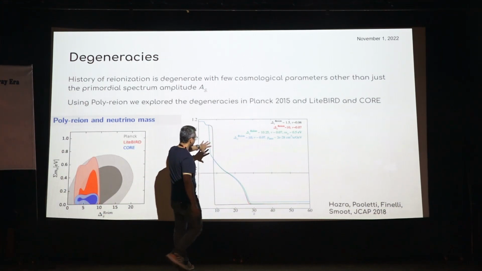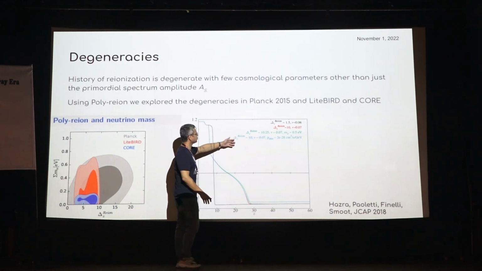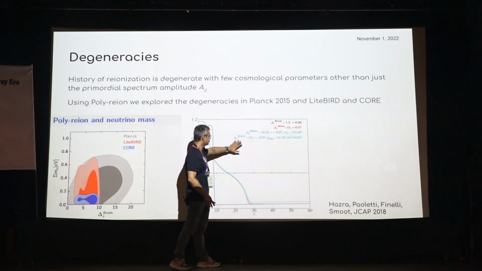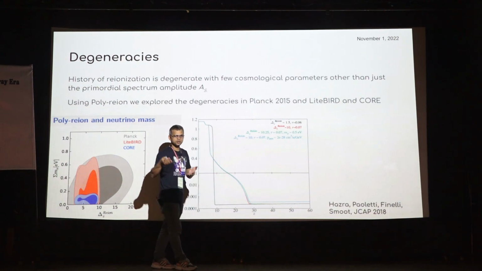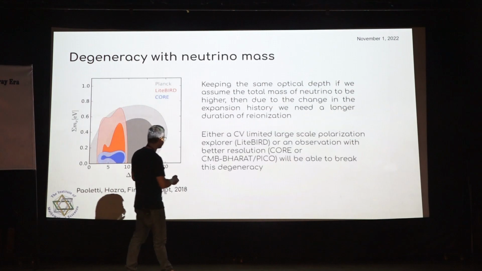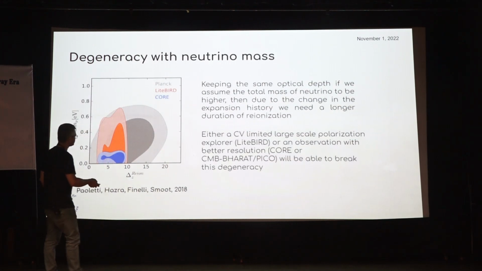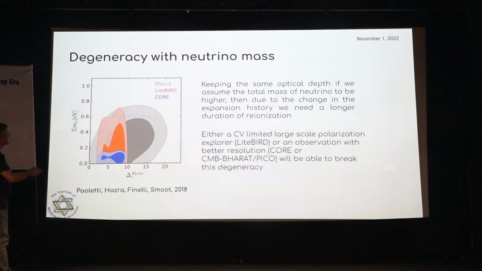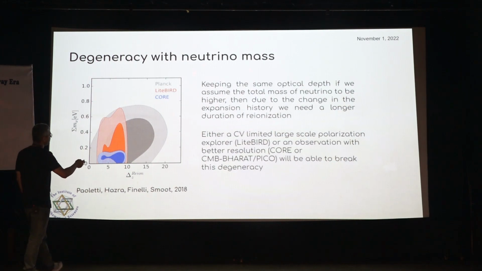Another thing is that I am not talking about dark matter annihilation, because we do not know whether dark matter annihilates or not, so I am not going to talk about that. It is also degenerate with the dark matter annihilation to some extent. However, with the Planck low L data, we have been able to break those. I am coming to that in the next slide.